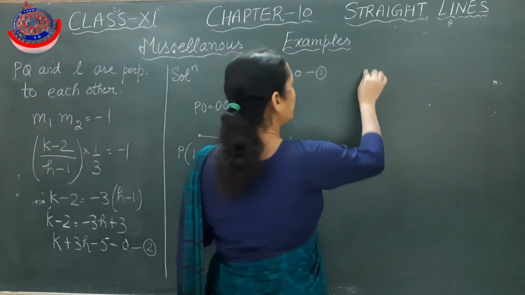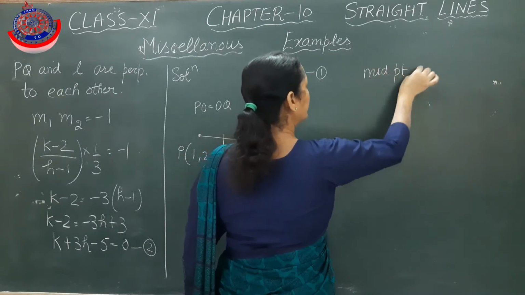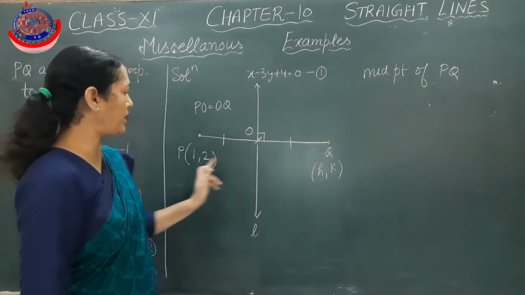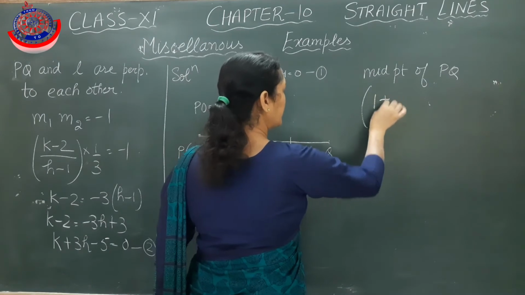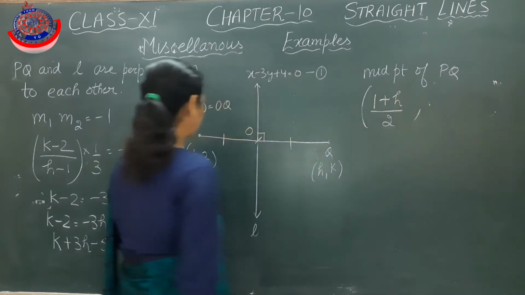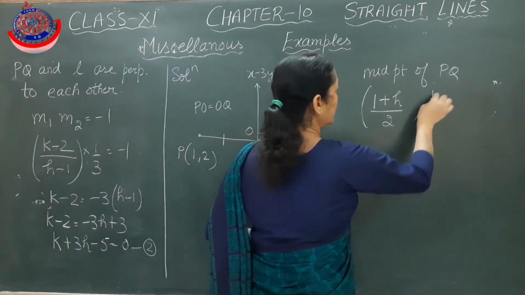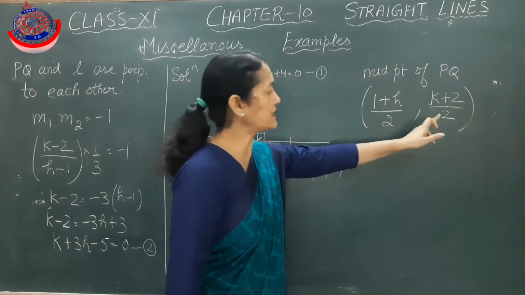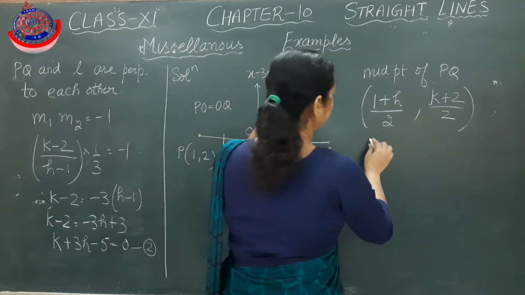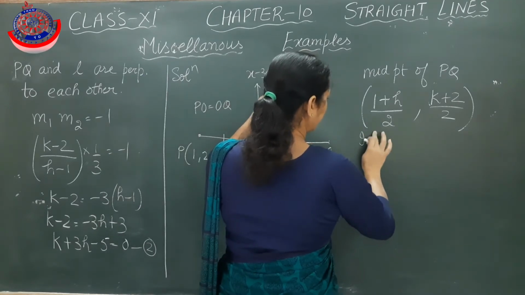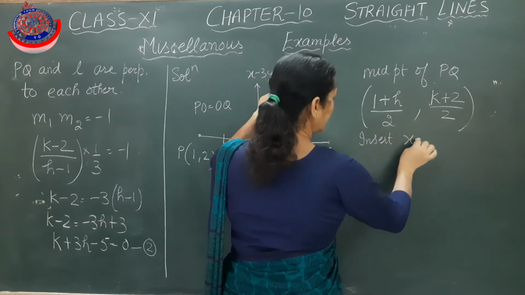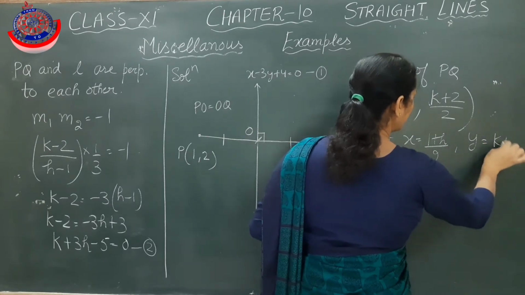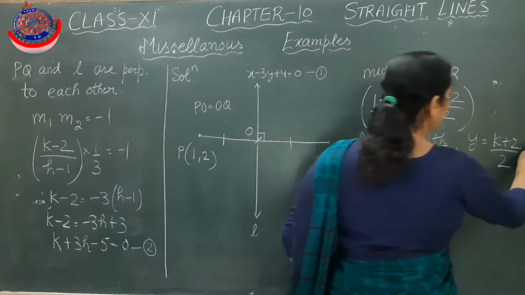So firstly, the midpoint of PQ. How do we obtain the midpoint? x1 plus x2 upon 2. This will be 1 plus h upon 2 and k plus 2 upon 2. Now taking it as x, this as y, putting in equation number 1, insert x equals 1 plus h upon 2 and y as k plus 2 upon 2 in equation 1.